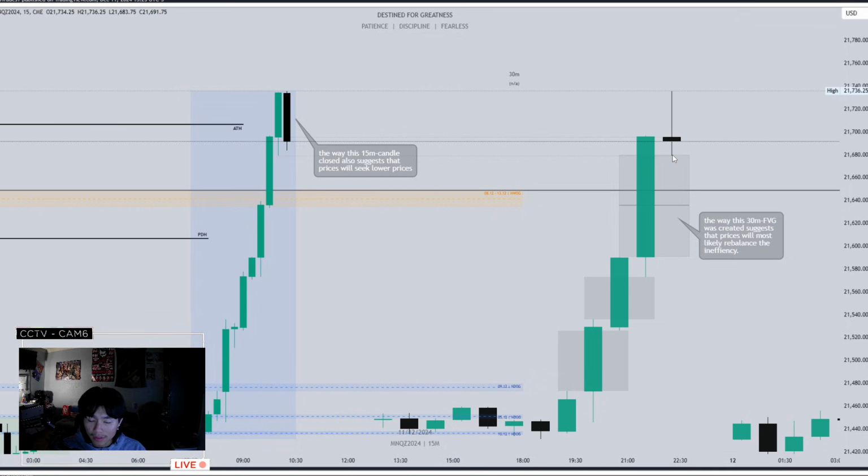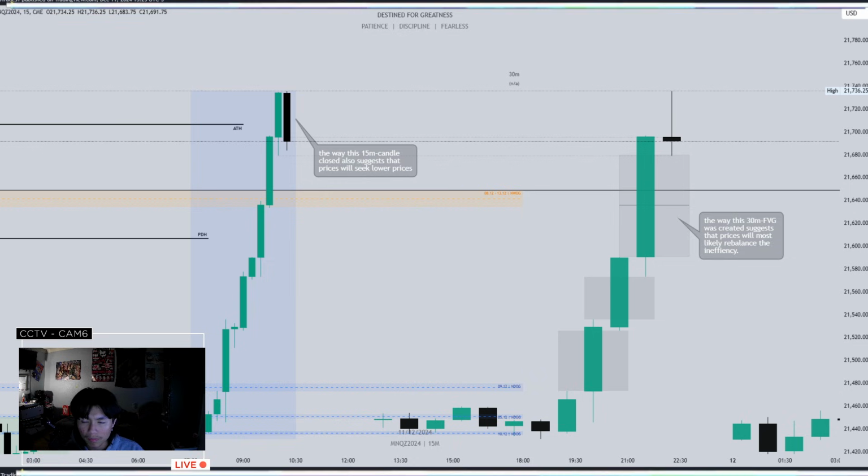I can anticipate for price to trade into that 30-minute fair value gap. So that means I have a reason. There's a reason why price should continue lower here in this case. So that's my higher time frame objective, right?